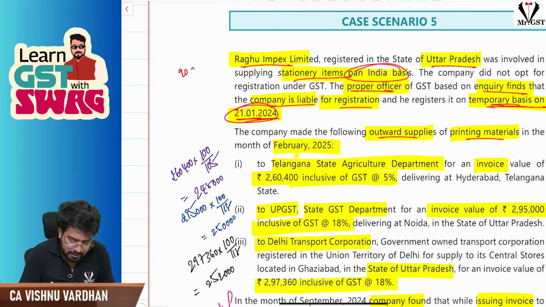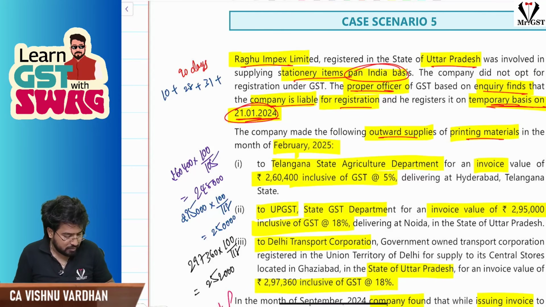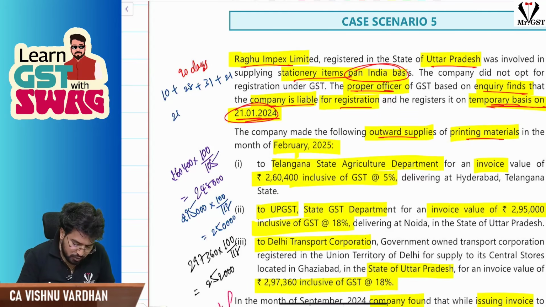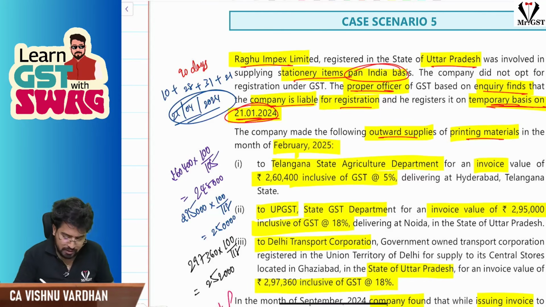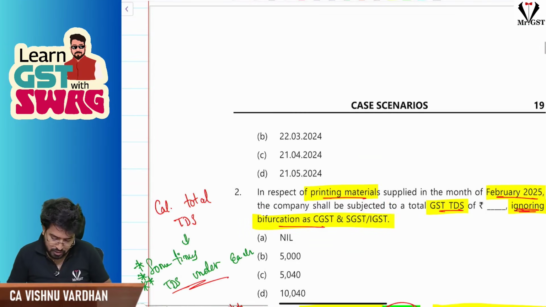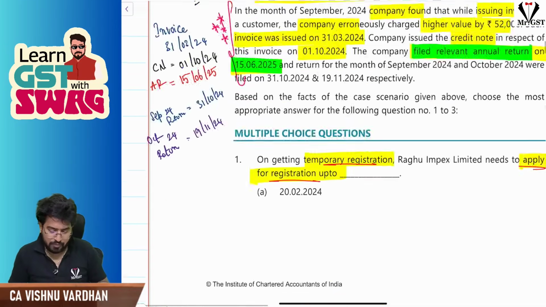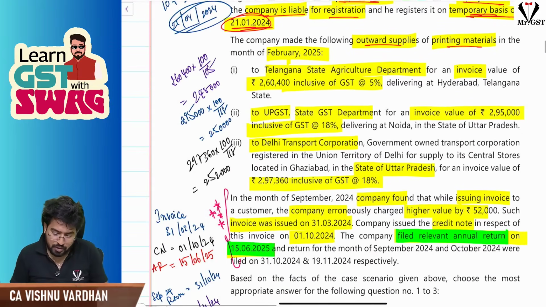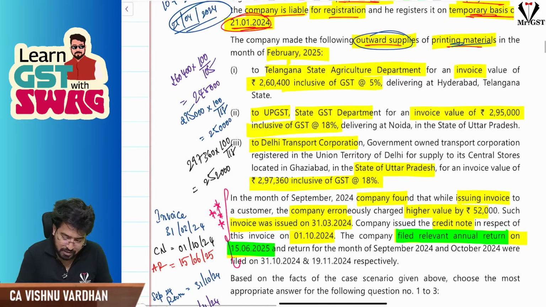Within 90 days, correct? So here you are in Jan, 21 days over. In Jan month 10 days, Feb 28 days, and March 31 days. So if you take 10 plus 28 plus 31, you will get 69 days. Still you need 21 days to make it 90. So 21st April 2024 will be the deadline by which you should apply for registration. 21st April.